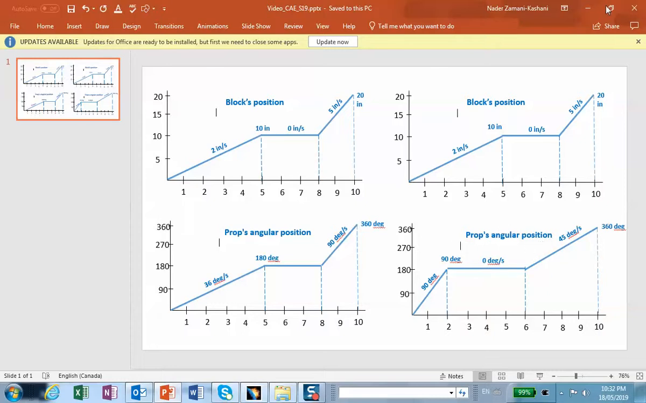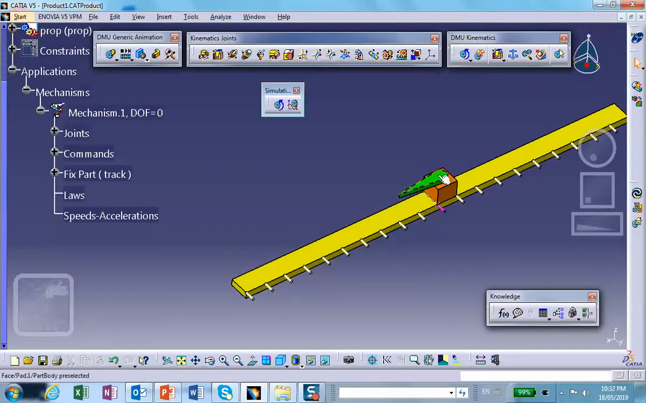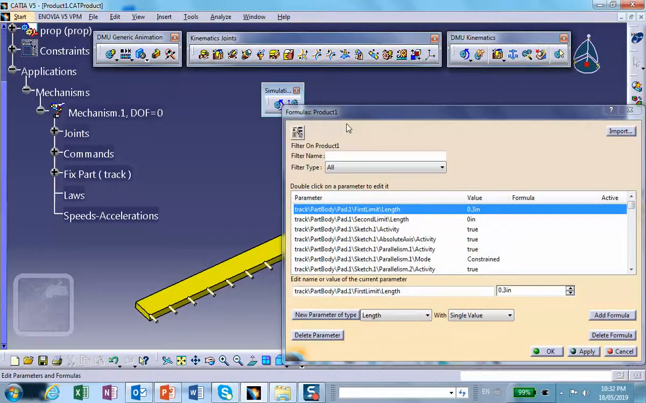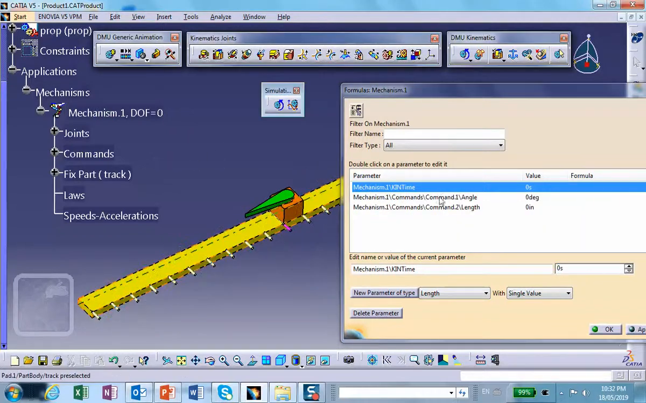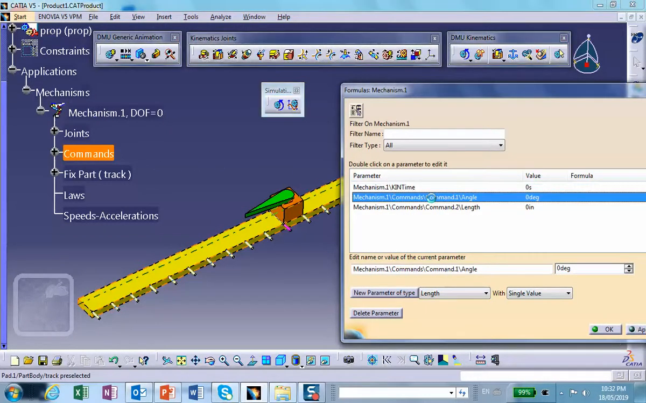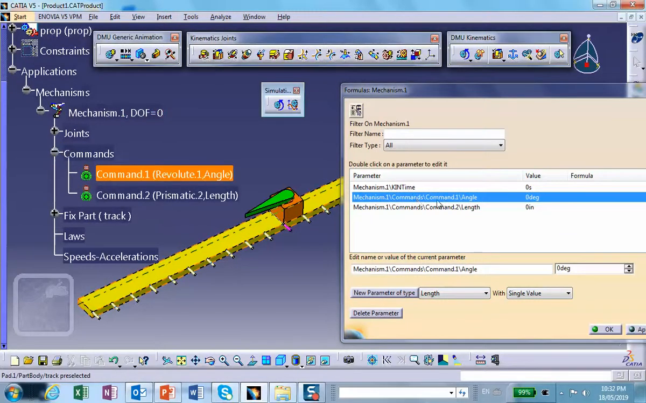Initially, of course, we're going to assume that this has a constant uniform velocity, and therefore we can do it with a formula. You go to the f of x, you click on the mechanism, and only the stuff related to the mechanism pops up. So for example, the first one is the angle. Notice that when I selected this line, the command for angle is lighting up here, and I say add a formula.